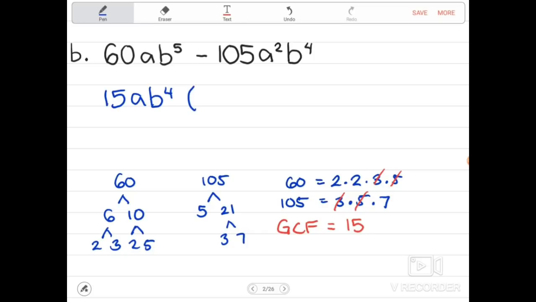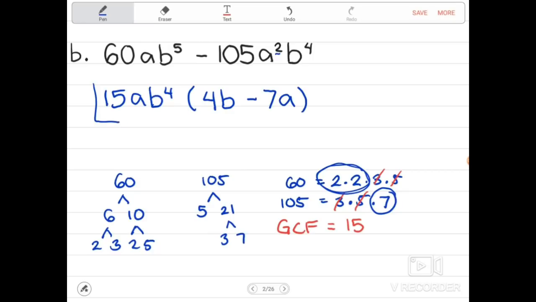So, anong matitira sa loob? So, for 60, ang natira is 4. Then, a. Parehas 1 ang exponent niyan, 1 minus 1, 0. So, walang matitira. Then, for b, 5 minus 4, ang matitira is 1. So, b lang. Minus, for 105, ang natira doon is yung 7. So, minus 7. Then, for a, 2 minus 1, that is 1. So, that is a. Then, b raised to 4, 4 minus 4, so 0. Walang matitira.